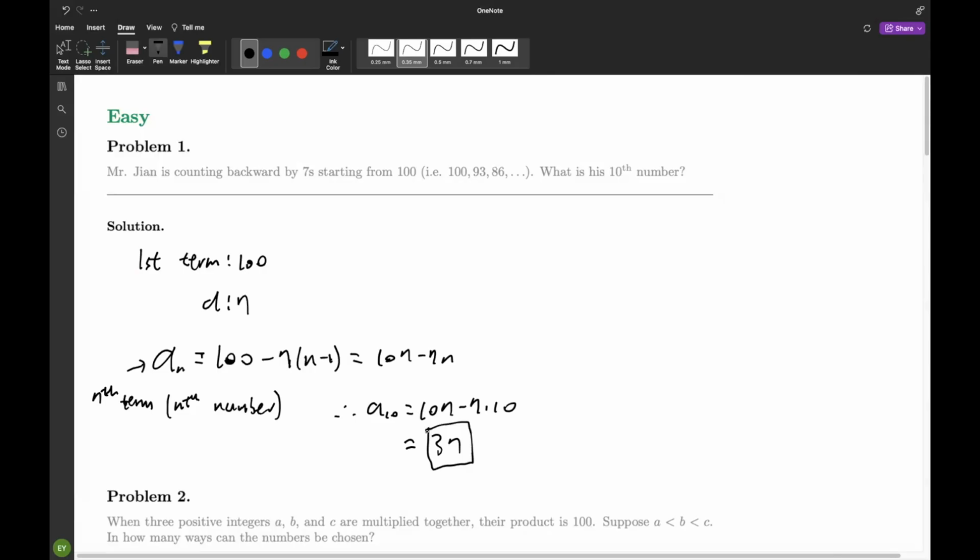Do you guys understand this solution? Do you have any questions? Okay, thank you. Let's move on to our second question.